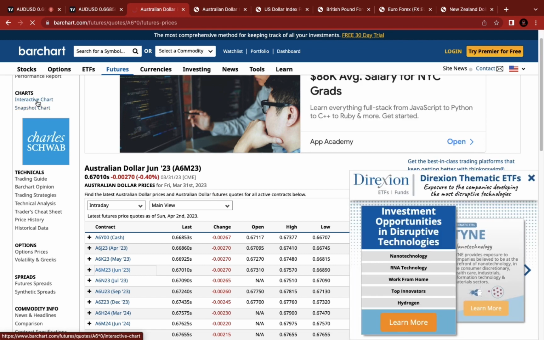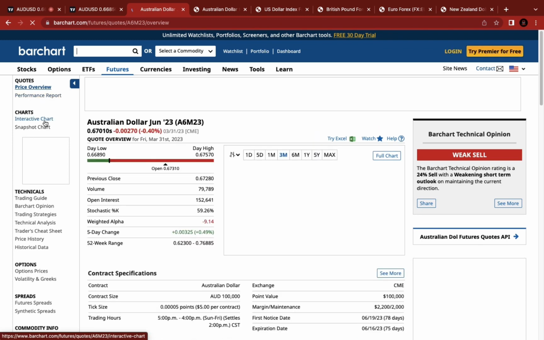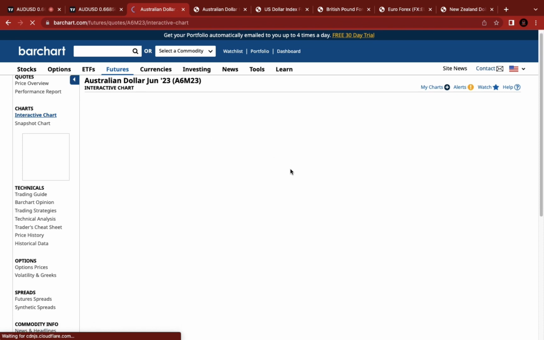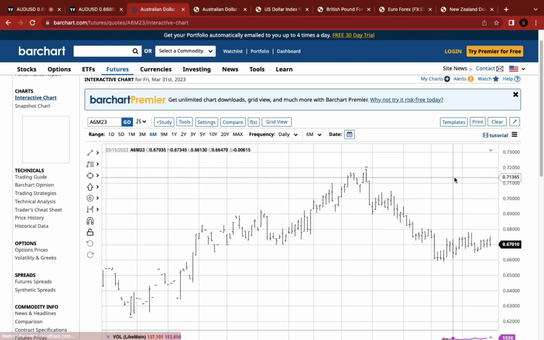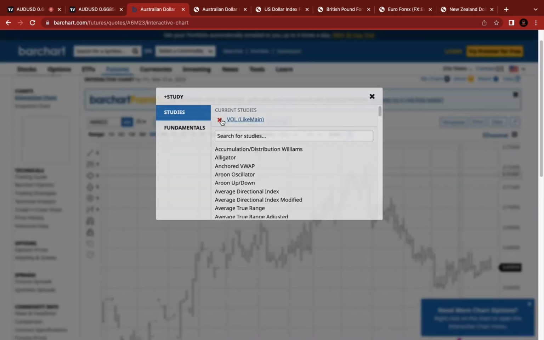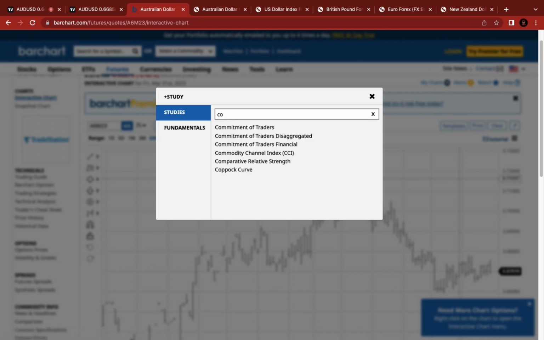After that, I come up here and I click interactive chart. So it's not like TradingView, but I'm able to now interact with an actual chart and use it. At this point, I'll let it load. Here, what I do is I take the volume indicator off. Don't need that. I instantly put on the COT indicator.